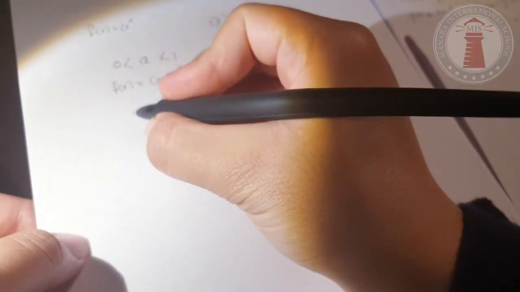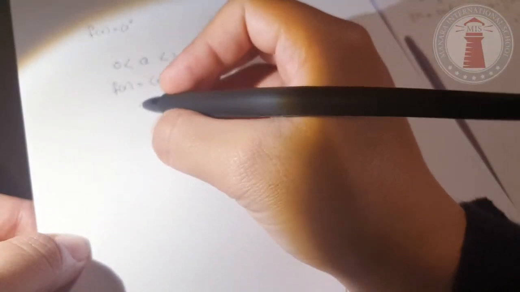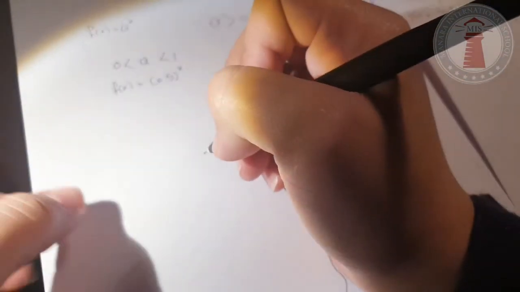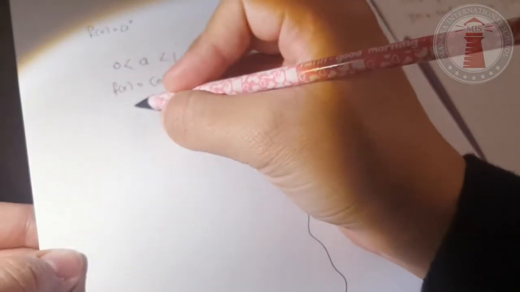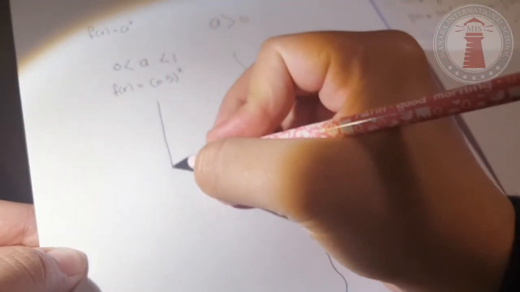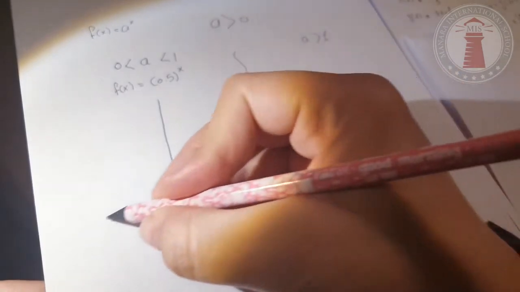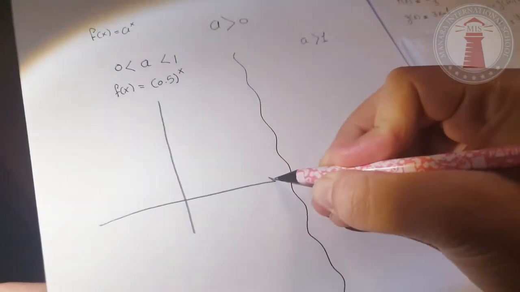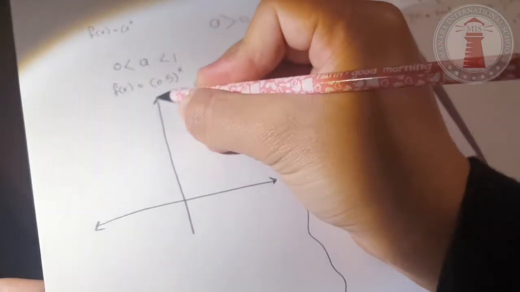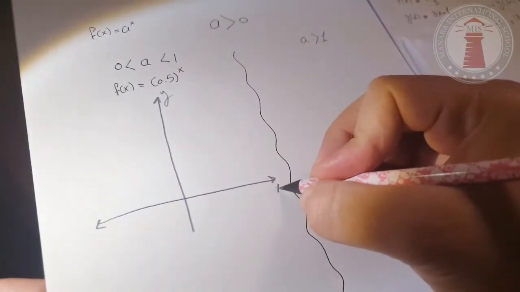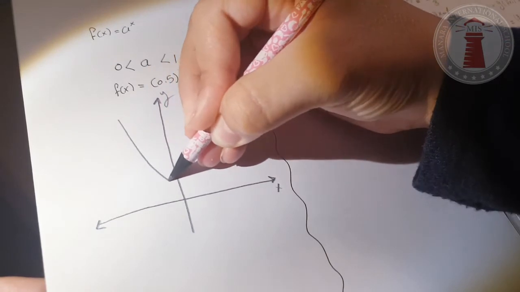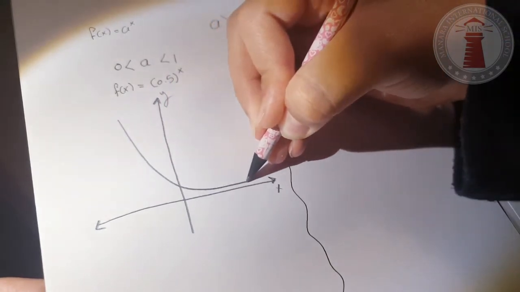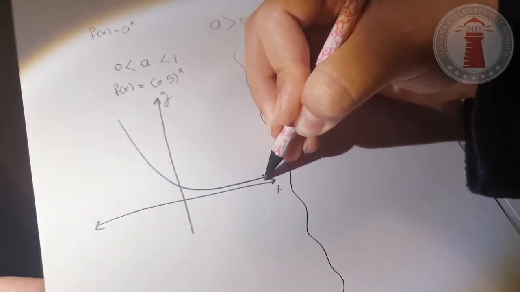Now here we're going to talk about the behavior of the function. First, let me graph it for you, and then we'll talk about the behavior of this function. Okay. So this is y, this is x. The exponential function in this case is going to look like this. Okay.